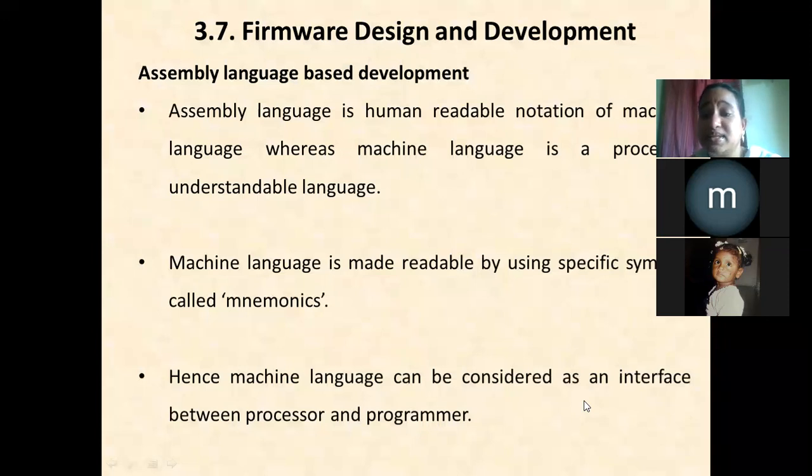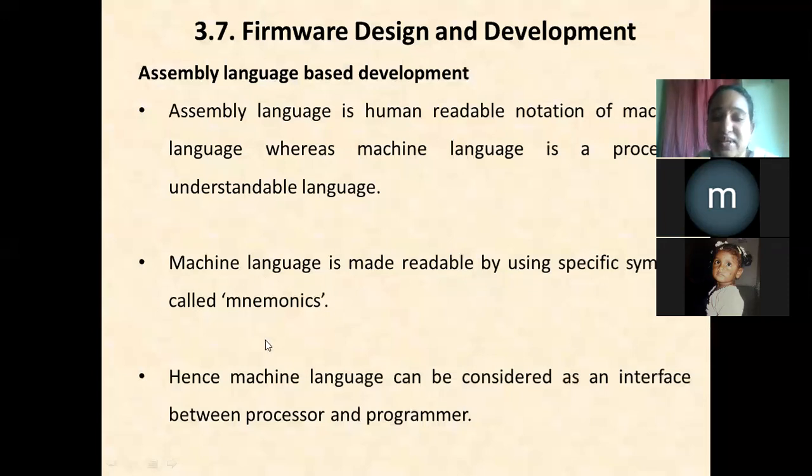What symbols are used to write a program in assembly level language? The symbols are called mnemonics. Mnemonics are the symbols used in assembly level language to write the program. To write a program in assembly level language or low level language, we use some symbols, and these symbols are called mnemonics.